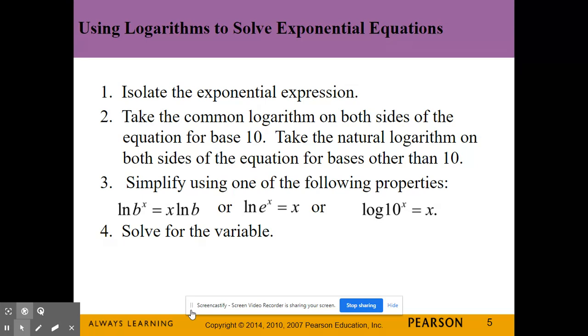So you isolate the exponential expression, and then you take the common log of both sides. If the base is 10, you take the natural log if it's any other base. Honestly, it doesn't really matter.